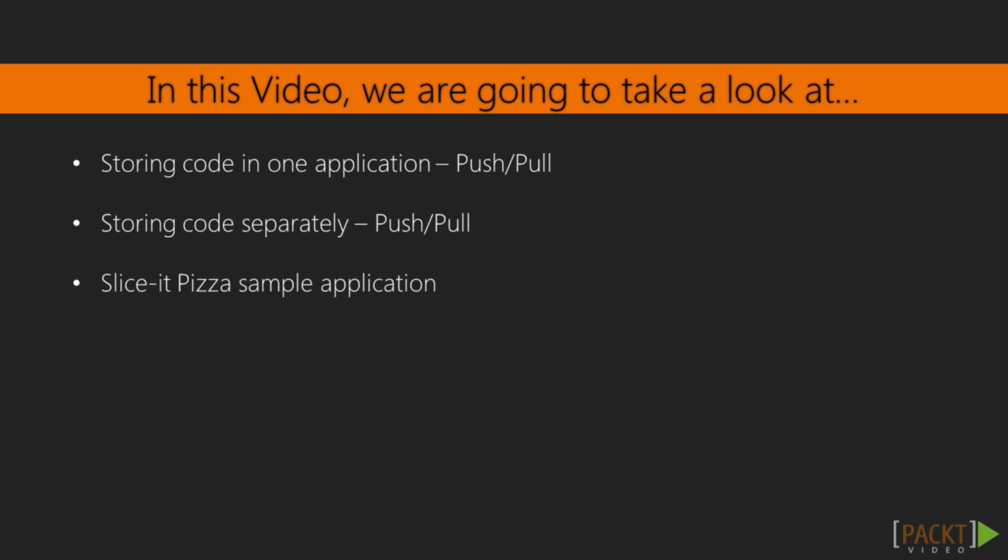There's lots of ways of doing what we're going to talk about in this video, and so we're just going to do an overview of some of the basic principles. We'll talk about storing our code in one application and then pushing or pulling the code to or from the other application. Additionally, we'll look at storing the code separately and pushing or pulling the code to or from our applications. We'll also look at what's done in the Slice of Pizza sample application.